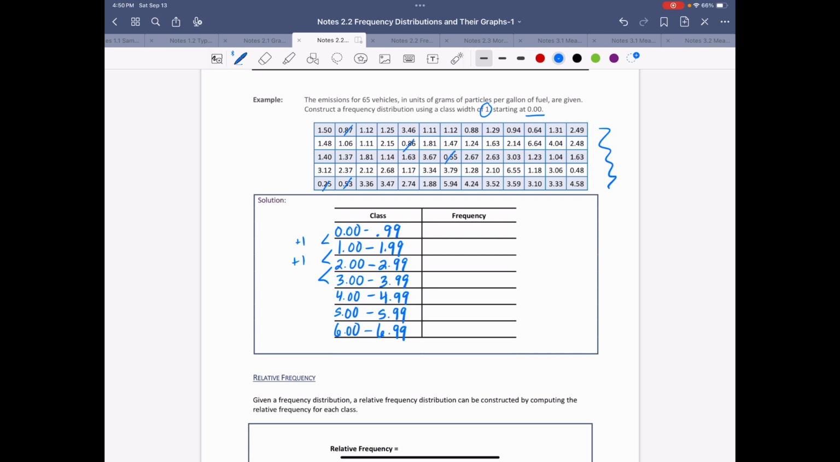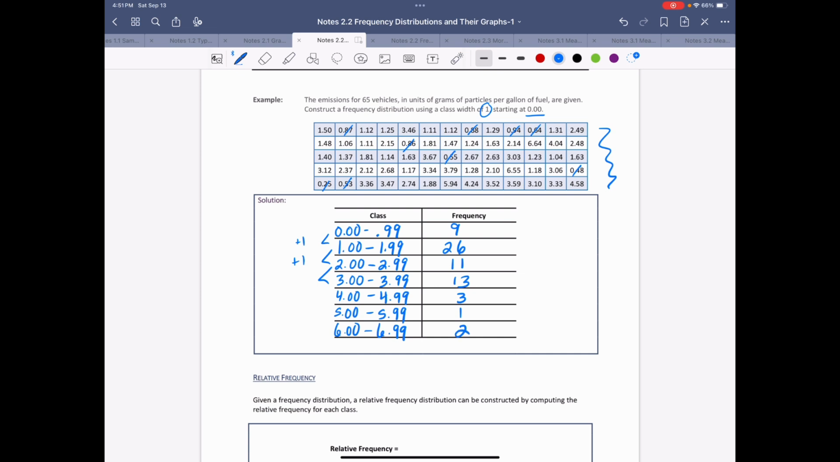When I count them, I count by the columns. And I came up with 9. Pause the video and count the rest of the frequencies. The rest of the frequencies would be 26, 11, 13, 3, 1, and 2.